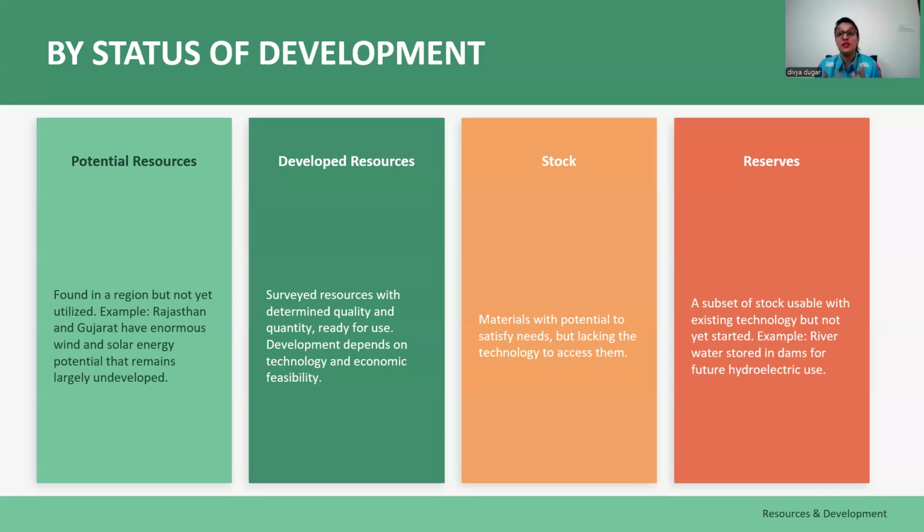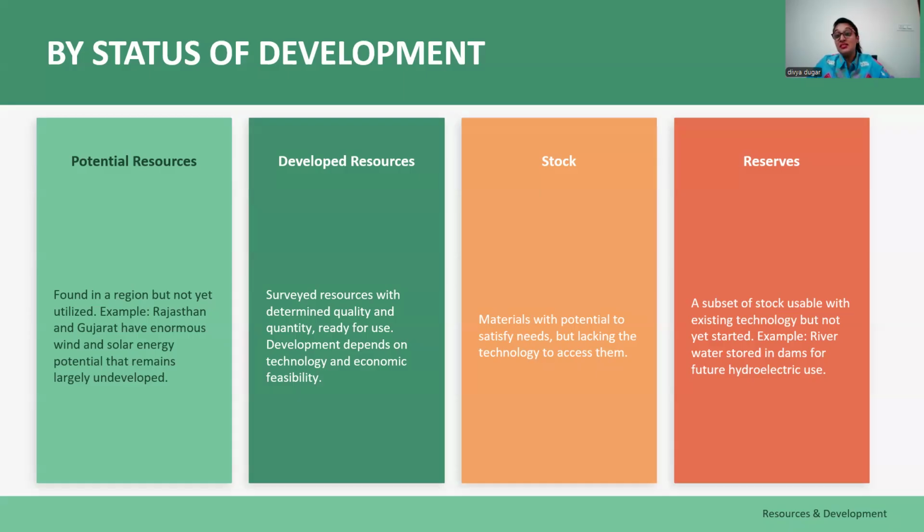Now stock and reserve, the two very important resources. Stock means materials with potential to satisfy need but lacking technology. Children, there are a few materials which have a lot of potential, but we don't have the technology. For example, water is a compound made up of two important gases, hydrogen and oxygen. Those gases are a very rich source of energy, but we don't have the technology to make full use of them. So that is why they are stock.